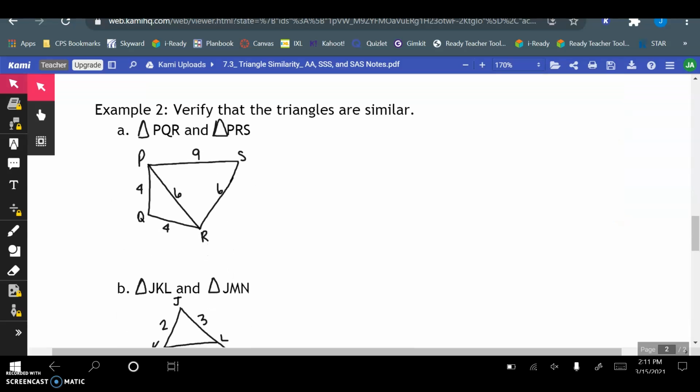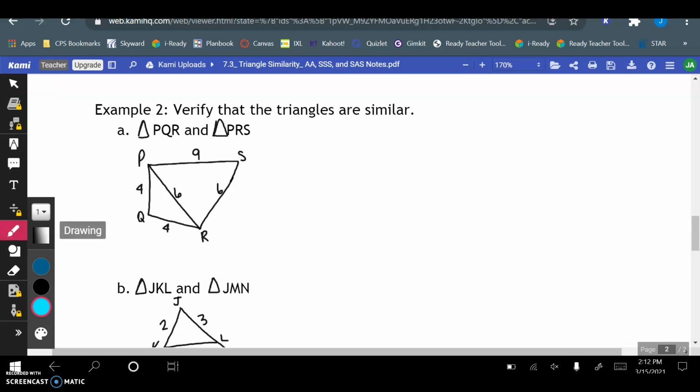So for example 2, we have to verify that these triangles are similar. We have to prove that the ratio of the sides are the same for all three sides. So I'm going to look at the statement up here. PQ is the first and PR is the first in that. So PQ is 4 and PR is 6. So 4 over 6 is the same as 2/3. Then I'm going to do QR and RS. So QR is also 4 and RS is 6. So that would reduce to 2/3 as well.